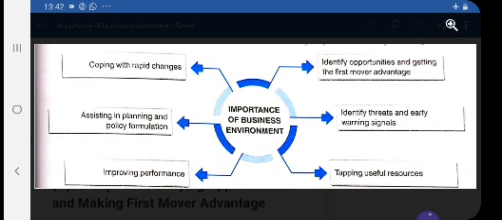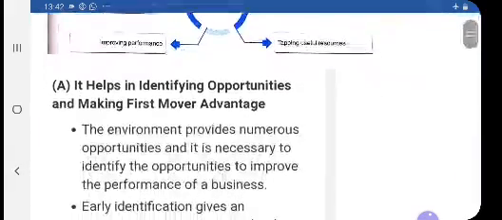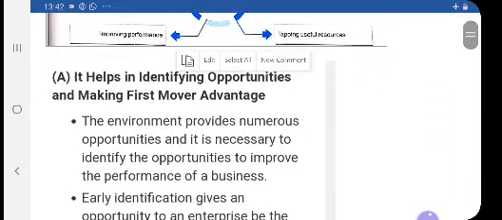Why there is importance of business environment. First is identifying the opportunities and getting the first mover advantage, identifying threats and early warning signals, tapping useful resources, coping with rapid changes, assisting planning and policy formulations, and improving the performance. So, these 6 points we will discuss in detail with examples. Let us try to understand the purpose of knowing the importance of business environment.